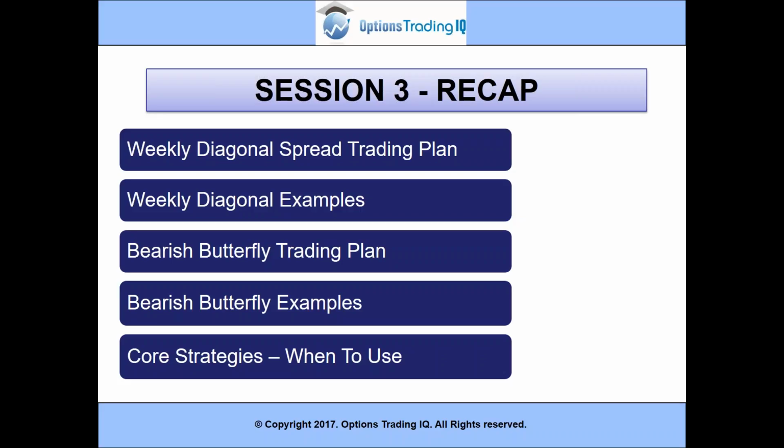We also looked at the bearish butterfly. Again, similar kind of entry criteria, and we're looking for overbought conditions. Looked at the exact trading plan that I use. We talked about theoretical capital base of 100,000, how we would allocate that capital, how we would place the trades, how we would scale in, all that sort of thing. And we looked at some examples.